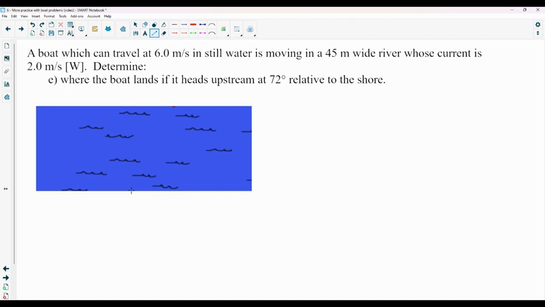So I've got to point at 72 degrees relative to the shore. That's actually pretty far. This is close to the shore. This is far. This would be 90. So 72 is like right there, I guess. And now our next vector is our current. We need to add that, which is 2. Now here's the challenge.